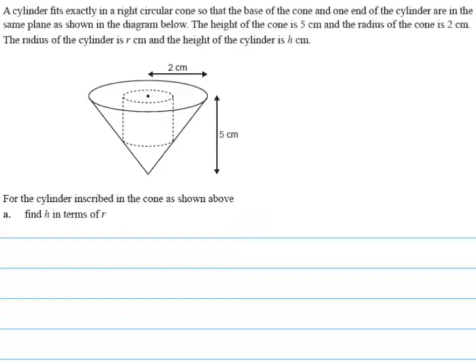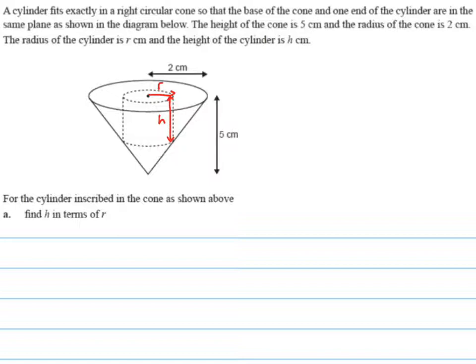A cylinder fits exactly into a right circular cone, so that the base of the cone, which is an upturned cone, so the base of the cone is actually at the top, and one end of the cylinder are in the same plane. That means they're flush at the top. The cylinder doesn't poke out of the top of the base of the cone. It sits flush with the base of the cone. The height of the cone is 5 centimetres and the radius of the cone is 2, as shown. The radius of the cylinder is R and the height of the cylinder is H. So there's your R and there's your H.